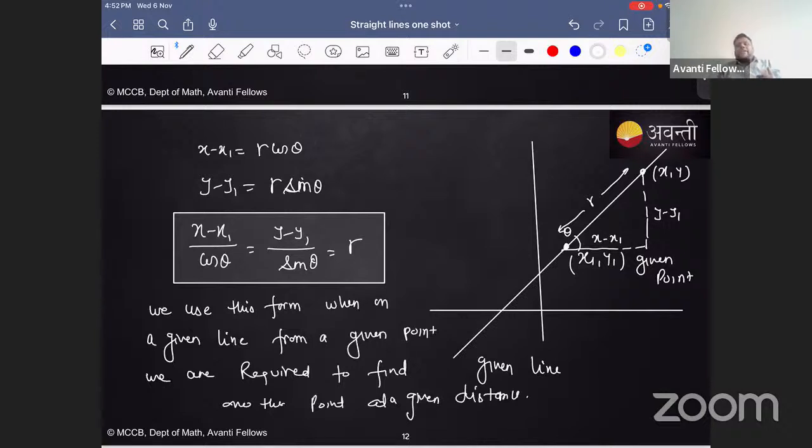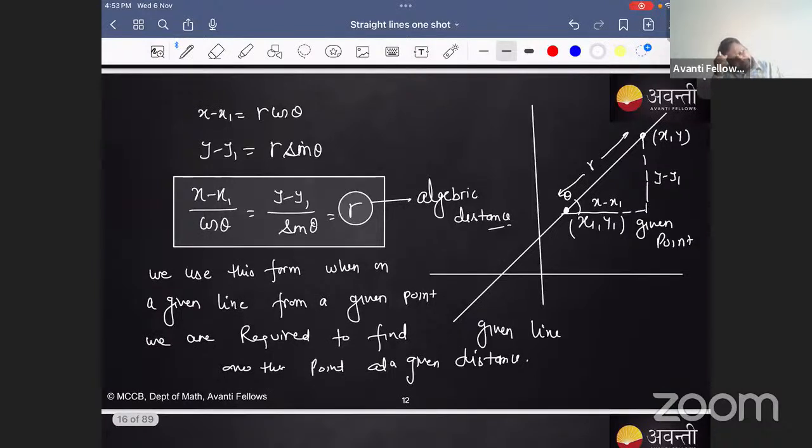So always you will find two points, one above the point, one below the point. So this r is basically algebraic distance. Algebraic distance. We shall be using it with sign plus r or minus r.